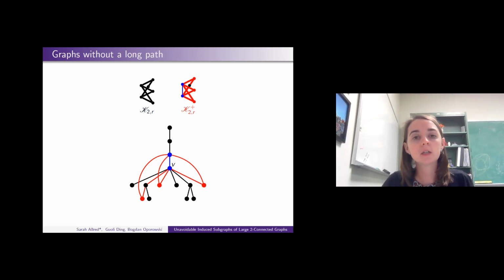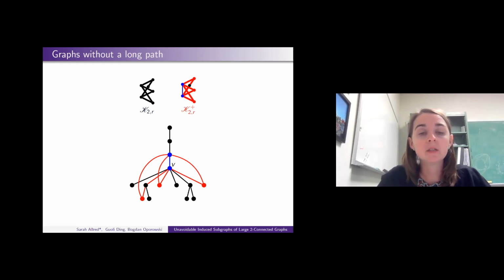So what this tells us is that our giant 2-connected graph either has a really long path, in which case in this lemma we were good, or it gives us a member of one of the 2 families, which means what we have to prove now is what happens if our giant 2-connected graph has a really long path that may not be induced.